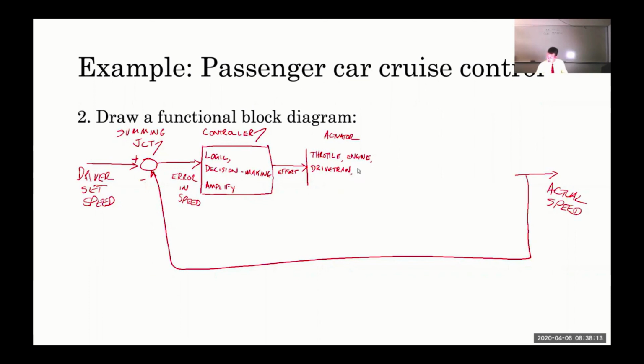The drivetrain then drives the wheels. And the wheels are attached to the tires. And then we've come to the end of the car, basically. So from the control engineer's perspective, the actuator is just the car, pretty much.